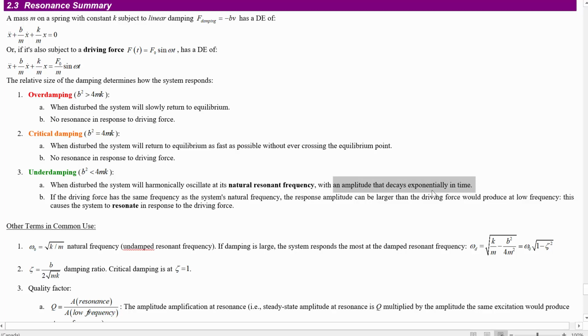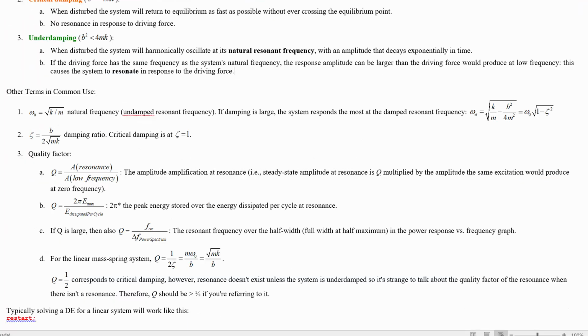This doesn't mean really fast necessarily. It means it decays according to an exponential function. The decay can be very slow if the damping is low. If you have a driving force that has a frequency at or close to the resonant frequency, the natural frequency of this system, then it's going to have an amplitude which is larger than you would have had if that same force was applied at a lower frequency or a higher frequency.